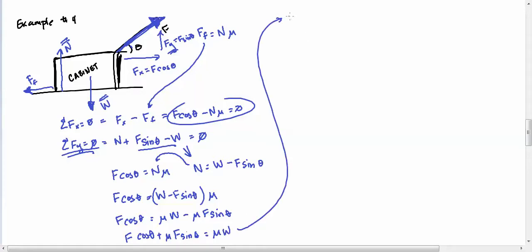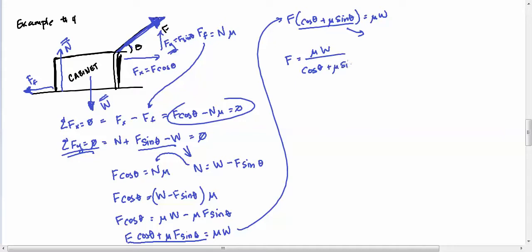Let's go up here. I'm going to pull out an F because it's in both of the terms on the left side. So I have F times the cosine of theta plus mu sine of theta is equal to mu times W. Then I'm going to drop kick this guy downstairs over here. So I have F is equal to mu times W over the cosine of theta plus mu sine theta.